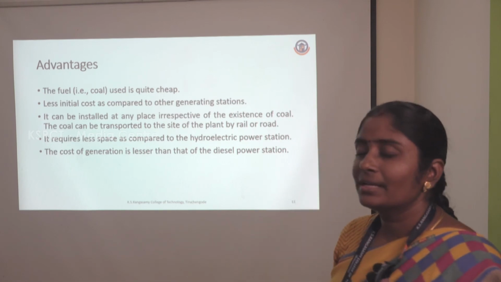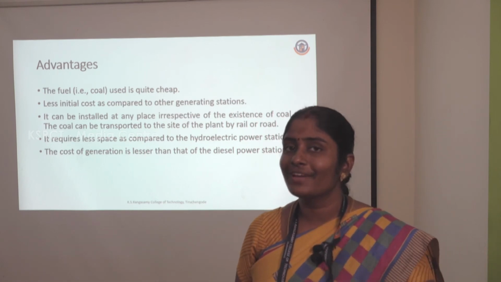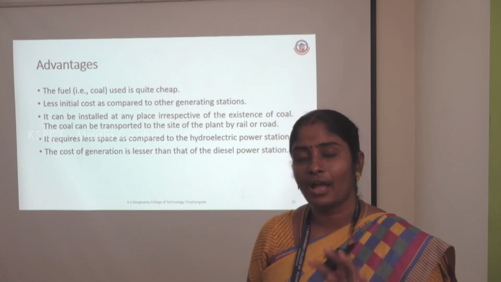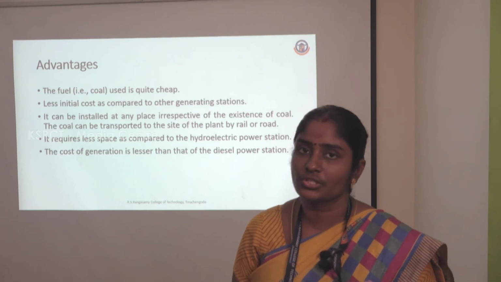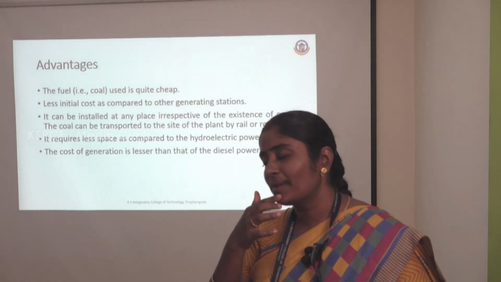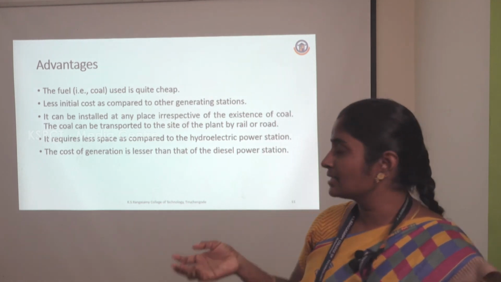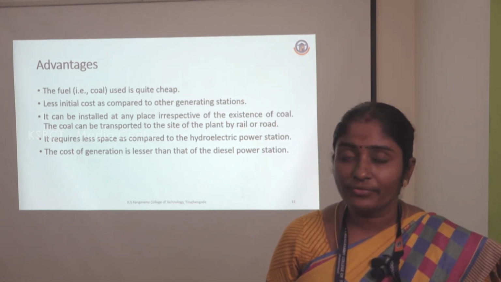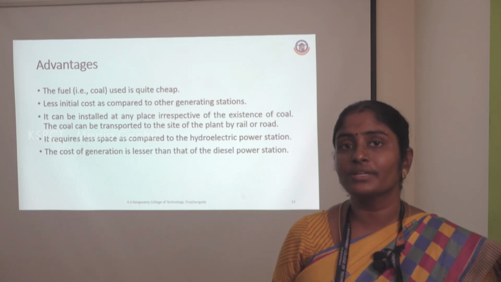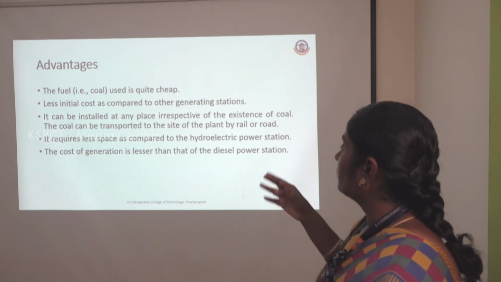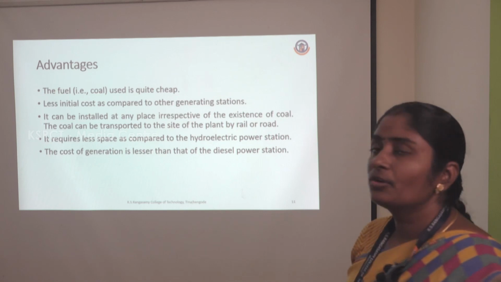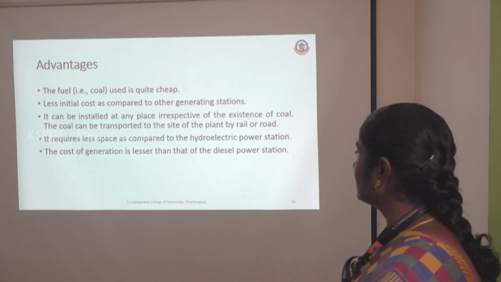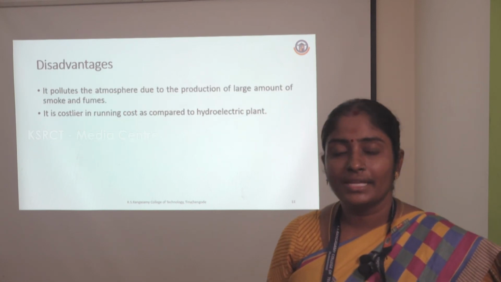It can be installed at any place irrespective of the availability of the sources. In the case of hydropower plants and other stations, we have to locate the power plant where the sources are available. But in this power plant, we can place it irrespective of the availability of the source, because with the help of transportation we can bring the source from its place to the power station. It requires less space as compared to the hydroelectric power station and other types of power stations. The cost of generation is lesser when compared to the diesel power station.